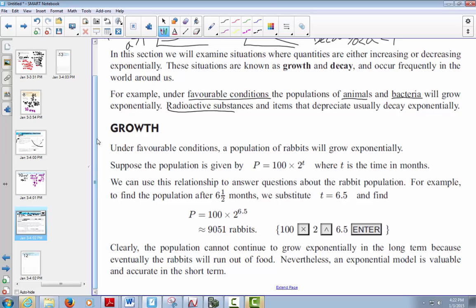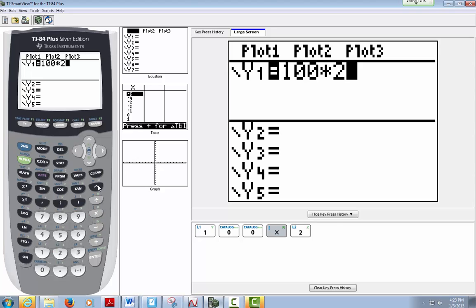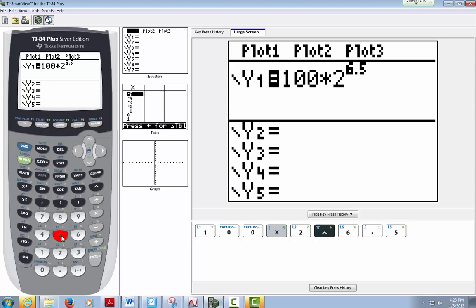Got a quick little example for us. Under favorable conditions, population of rabbits will grow exponentially. Suppose the population is given by P equals 100 times 2 to the power t, where t is the time in months. We can use this to answer the question, for example, to find the population after 6.5 months. Well, easy enough. I'll plug it in the calculator. I'm going to look at the question out of the book because I can't see it while I have the calculator. We have 100 times 2 to the power 6.5 months. Enter.